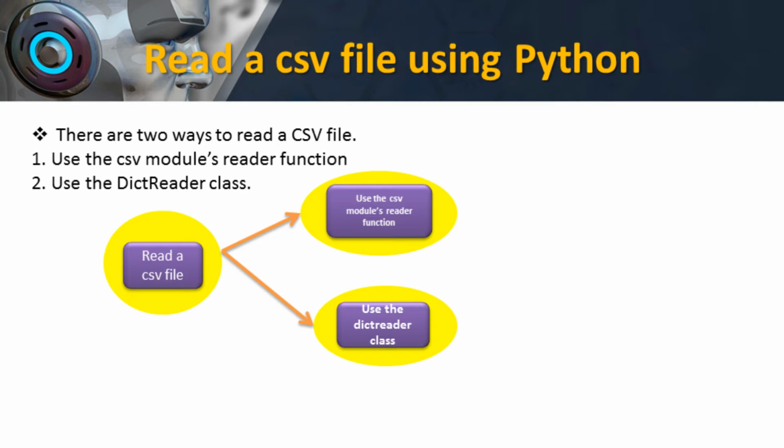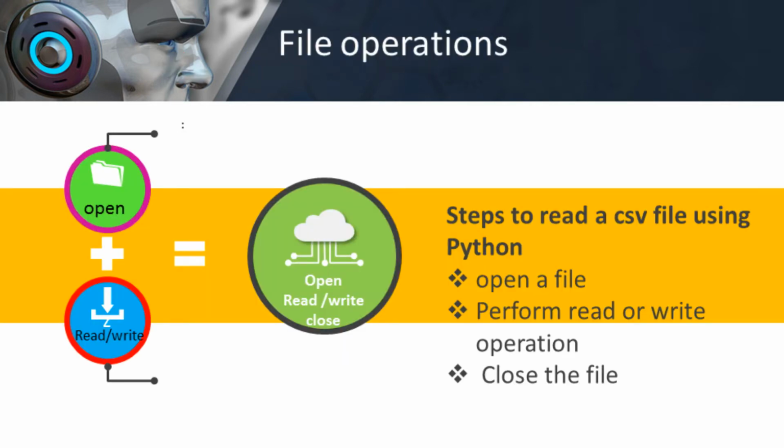How to read a CSV file using Python? Here there are two ways to read a CSV file. First one is to use the csv module's reader function, and the next one is to use the DictReader class. If you want to perform a read or write function on a particular file, we just need to open the file. After opening a file we have to read the particular content. After the reading process is over, we have to close the file.